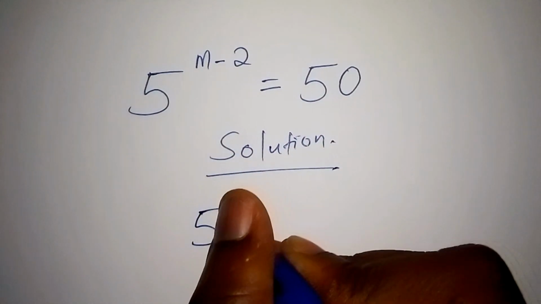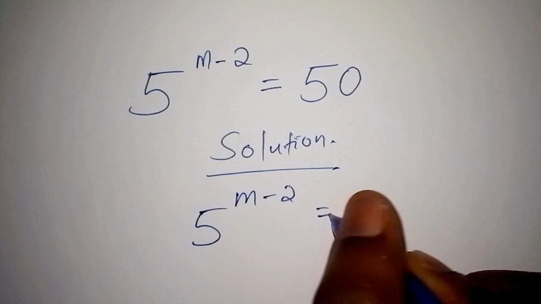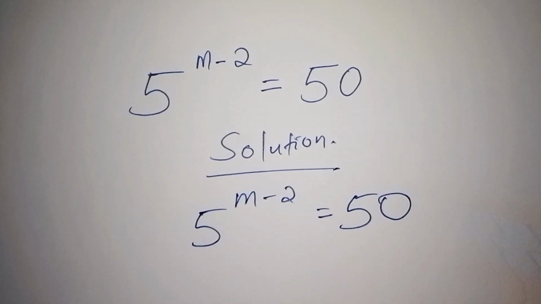5 to the power of m minus 2 is equal to 50. So remember to watch this video up to the end. Before we start working it out, I'll request you to just pause the video for a while, work it out, then share with us the answers that you've got in the comment section. So let's now start by confirming your answer.